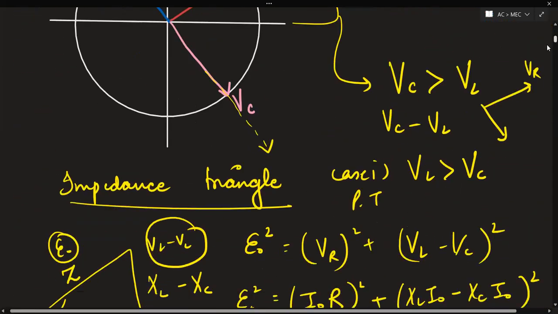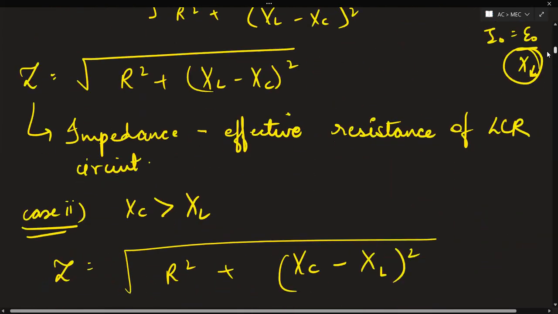Now, the formula of impedance we had seen: it was under root R square plus XL minus XC whole square, or it's XC minus XL whole square. Whether it will be XL minus XC or XC minus XL just depends on the values of XL or XC given. If XL is greater, write it as XL minus XC. If XC is greater, then write it as XC minus XL. But the basic formula will be Z is equal to under root R square plus XL minus XC whole square.